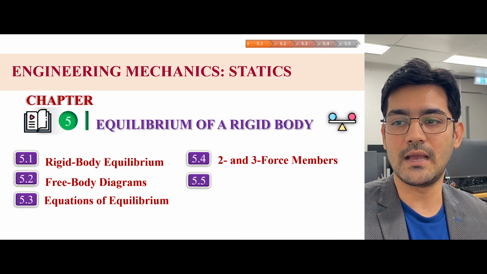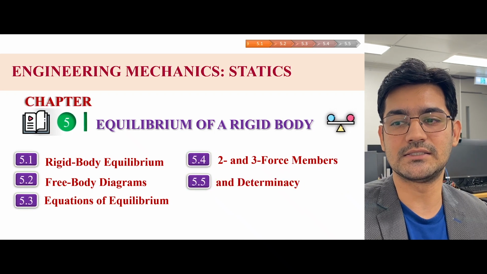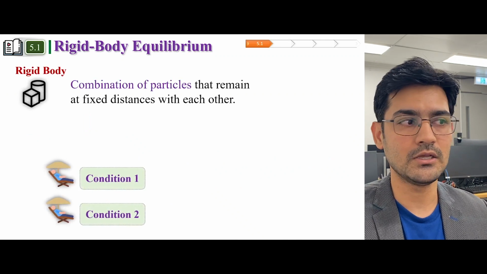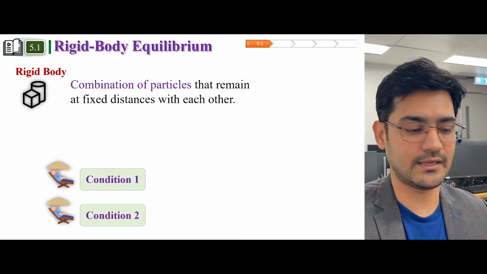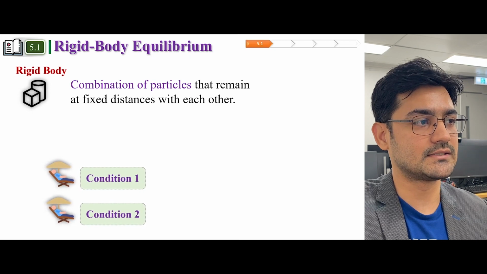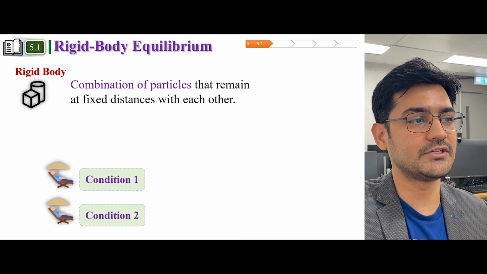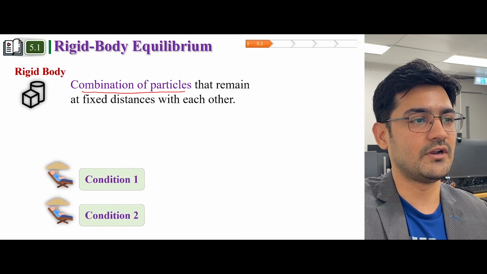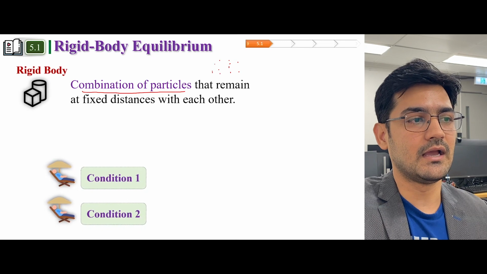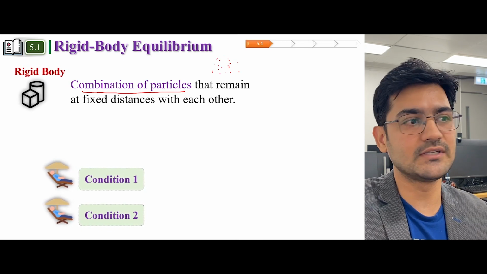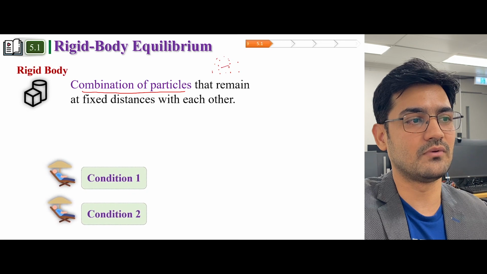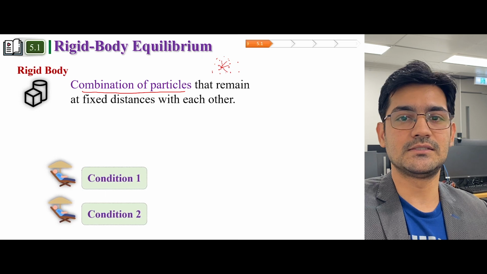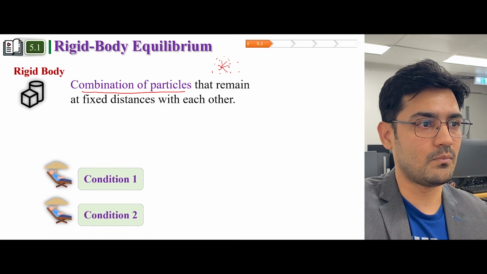Section 4 would be about 2 and 3 force members, and the last section we will delve into constraints and determinacy. So let us first define what is a rigid body. Now, as previously discussed, a rigid body is a combination of particles that remain at a fixed distance with each other. For example, you have so many particles, and these particles are supposed to stay at fixed distance with each other. So the distance from one particle to another will always remain the same, and this makes it a rigid body.